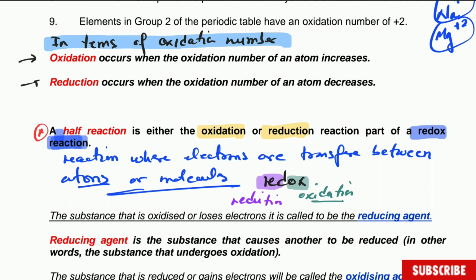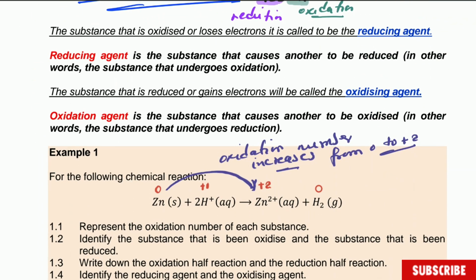Oxidation occurs when the oxidation number of an atom increases. Reduction occurs when the oxidation number of an atom decreases. So in this case, it increases, and therefore zinc is being oxidized. So that is oxidation. So oxidation happens, it means zinc is being oxidized. I'm going to write here oxidation, and for us to make it clear, we say that oxidation has happened here, but zinc is being oxidized. So zinc is being oxidized.